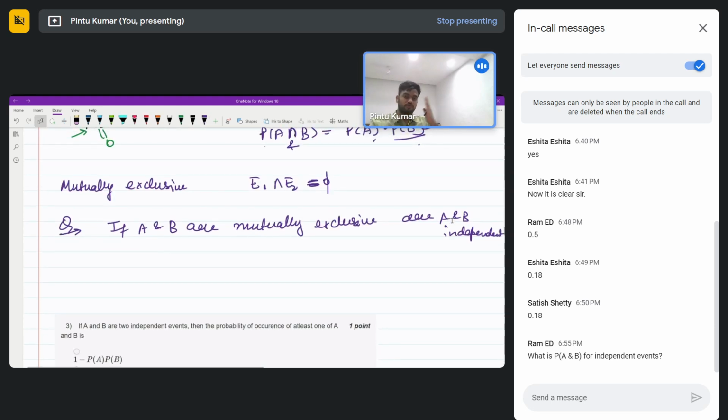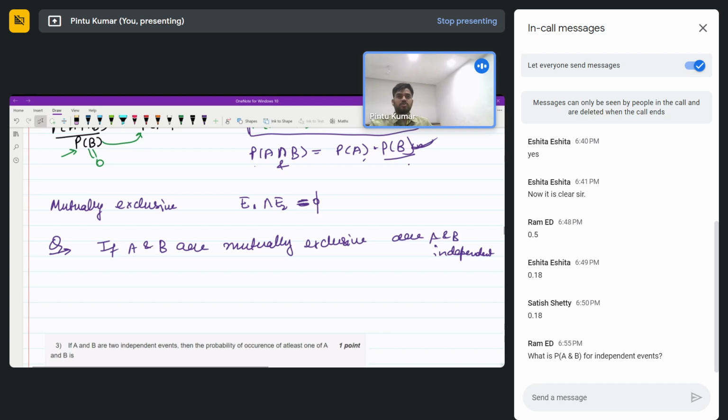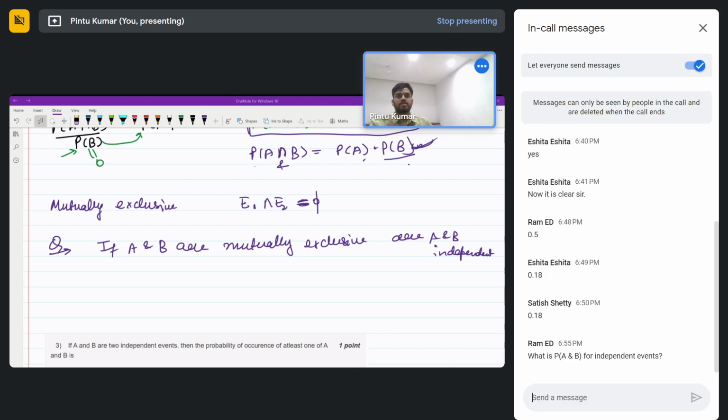Please, whatever you think, type it in the chat. You are given that A and B are mutually exclusive, and you are being asked whether they are independent events also or not. Yes, somebody is asking something.